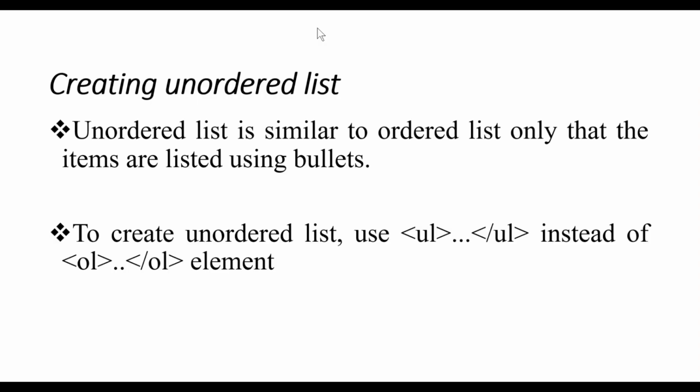How to create an unordered list. An unordered list is similar to an ordered list, the only difference is that the items are listed using bullets. That is the big difference. To create an unordered list, it is the same as we make an ordered list, but the difference is we write UL instead of OL.